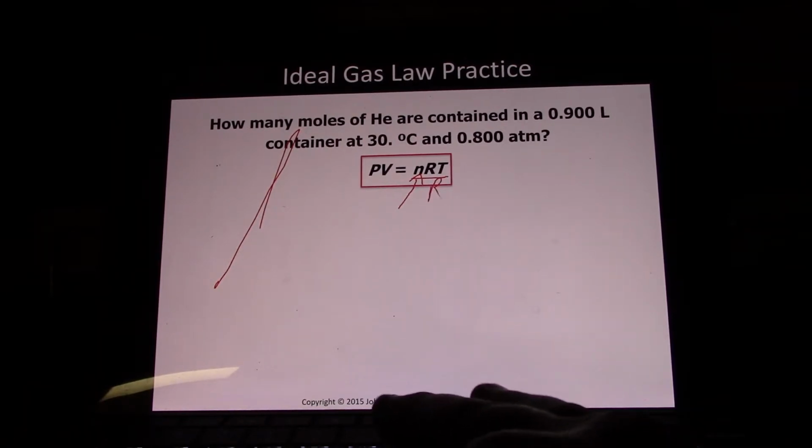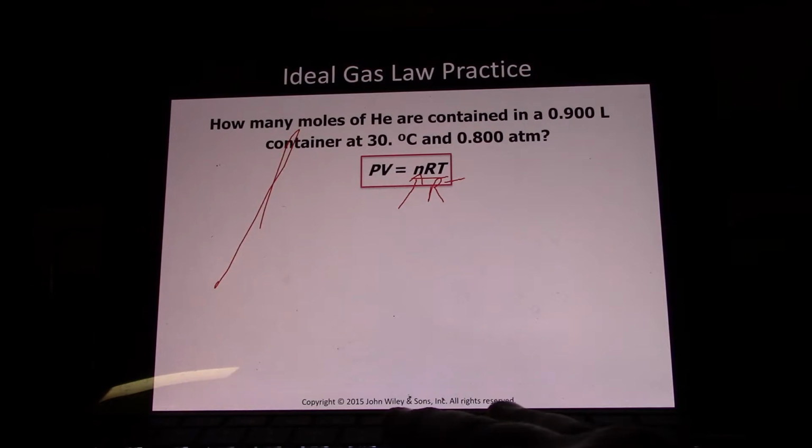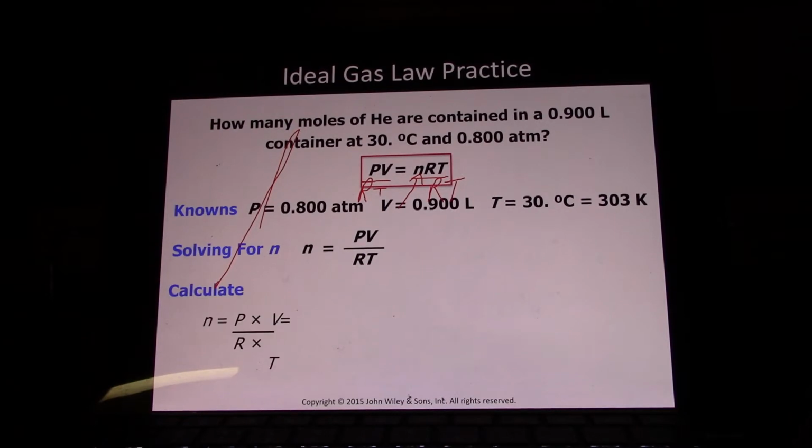Whatever you do to one side, you do to the other. And RT divided by RT is 1, just leaving n. So n equals PV divided by RT. And that's the hard part right there, is doing the algebra to set your equation up.